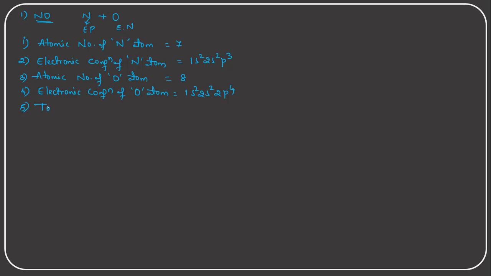So the total number of electrons in NO. Now I am not taking the atoms separately; I am taking the nitrogen monoxide molecule. Here 7 electrons are there and here 8 electrons are there. 7 plus 8 is 15 electrons. The total number of electrons will be 15. And what will be our sixth point?